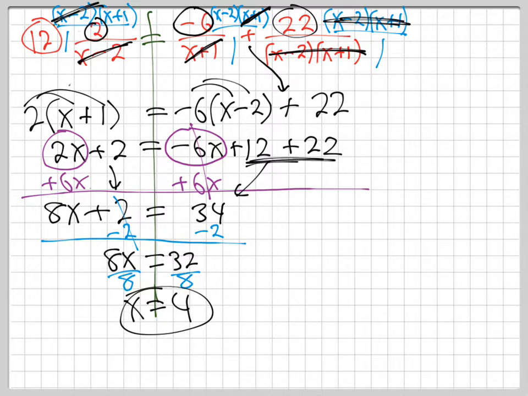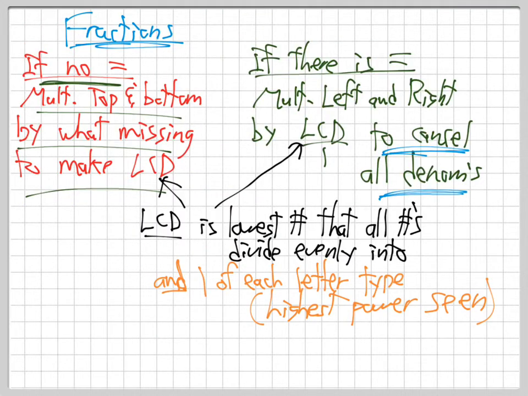First step is by far the hardest and the most important. Multiplying through by LCD over 1. LCD over 1. When you have an equal sign, left and right by LCD over 1. All right, on we go. If you're good, number 13.